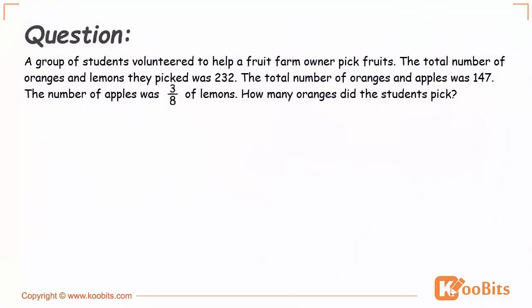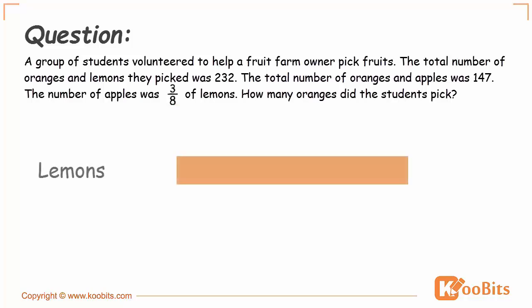Let's look at part of the problem first. We know that the number of apples was 3/8 of lemons. Let's use a rectangle to represent the total number of lemons. Let's divide the rectangle into 8 equal parts, or 8 units. The number of apples can be represented by 3 units.